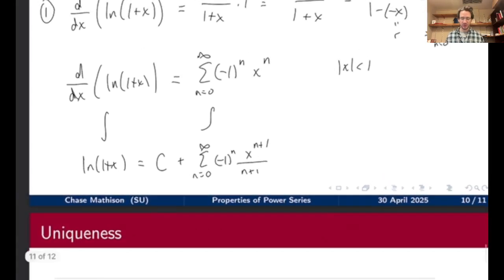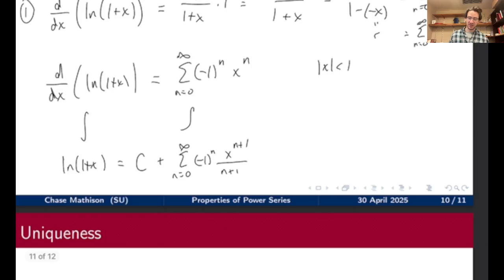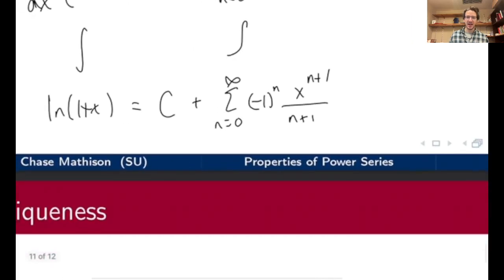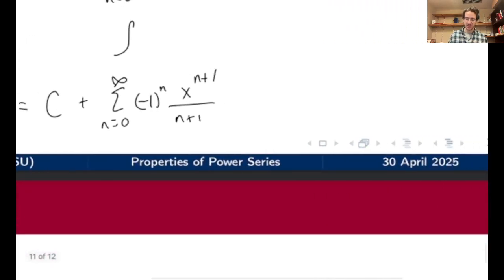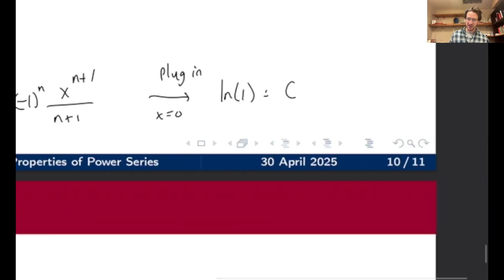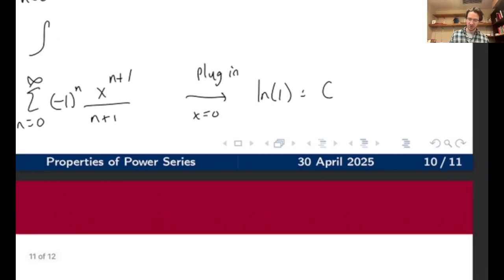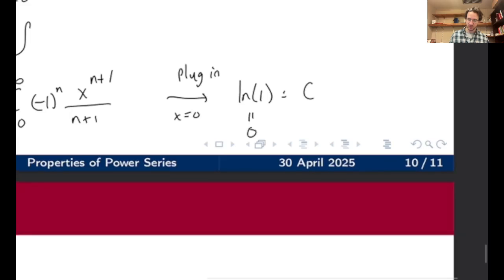So as natural log of 1 plus x, we have found a power series representation. We actually need to figure out c, though. The way we figure out c is by plugging in x equals 0 on both sides, plugging in the center. If I plug in x equals 0, I get natural log of 1 on the left. On the right, I get c plus, when I plug in x equals 0, everything's 0 in the actual power series. So I get c is natural log of 1, but that's just 0.